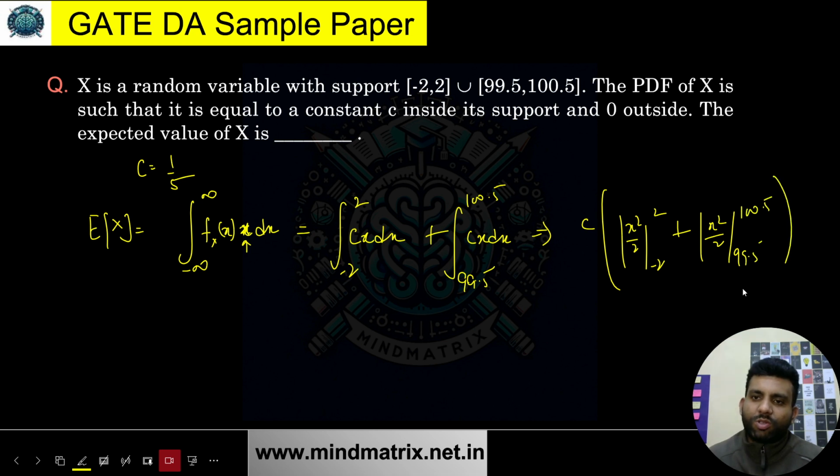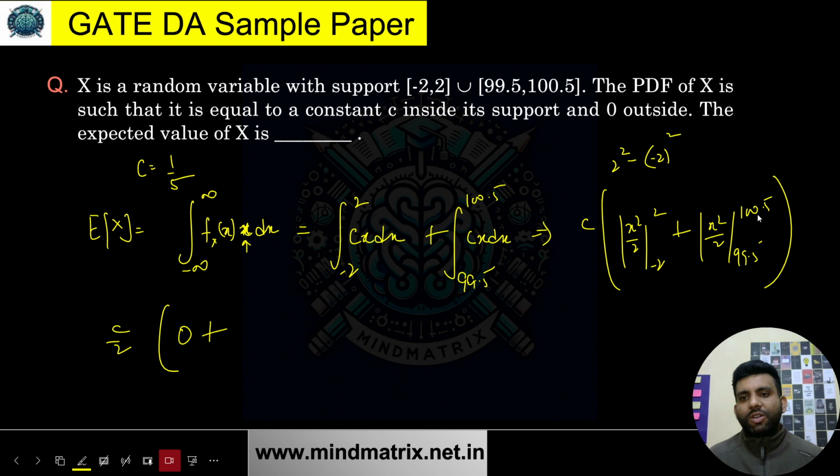So one thing over here, 1 by 2 is common in both the sides. So I'll just write c by 2. We already have the value of c, need not worry. So just tell me, 2 square minus 2 square is going to be 0. 4 minus 4 is 0. Okay, 2 square minus 2 square I'm talking about, so this is going to be 0. 0 plus, just think about this. Should you really calculate what is 99.5 square?